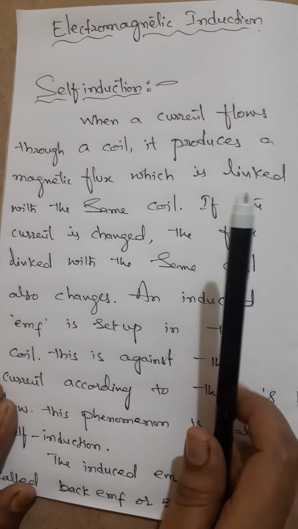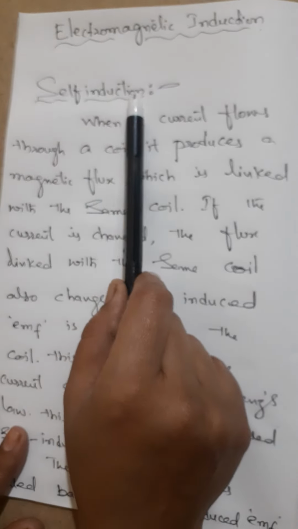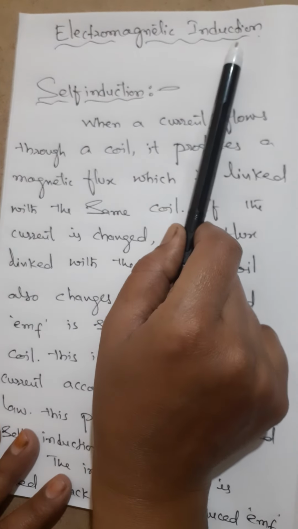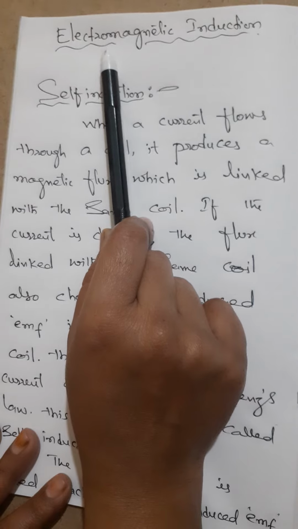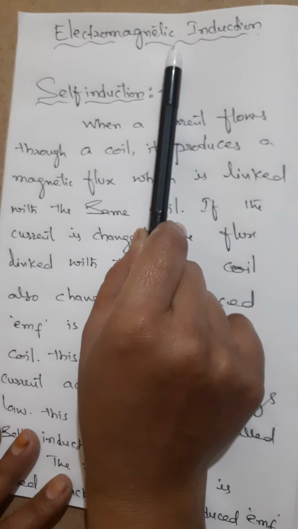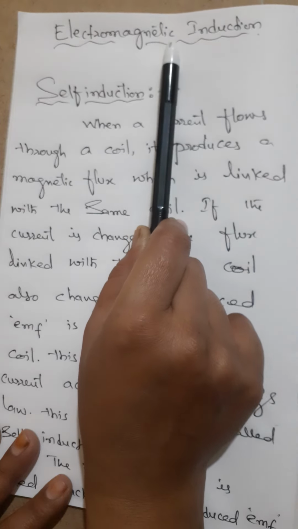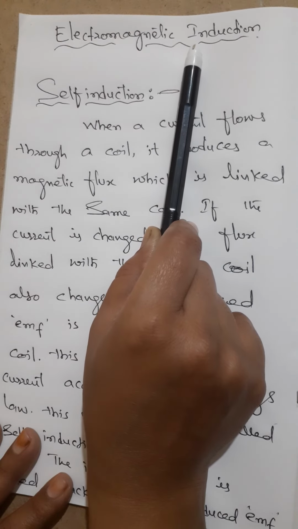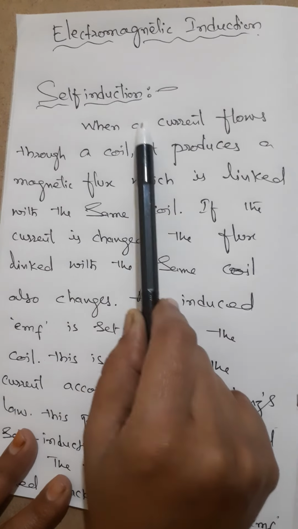Good morning friends. Today I am going to explain what is self-induction, and this is one of the important topics in electromagnetic induction. So what is this electromagnetic induction? In this chapter mainly we are going to talk about how the magnetic field is produced due to the current and how the current is set up in the coil due to the change in magnetic field. Okay. So what is self-induction?